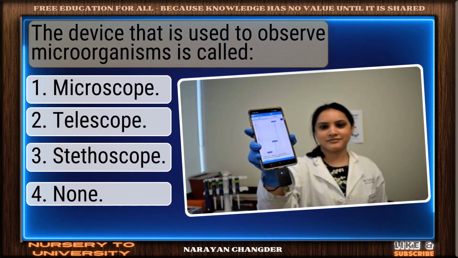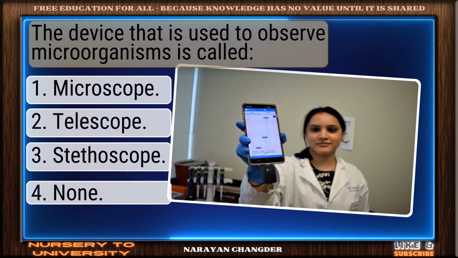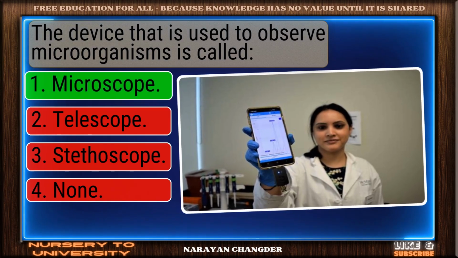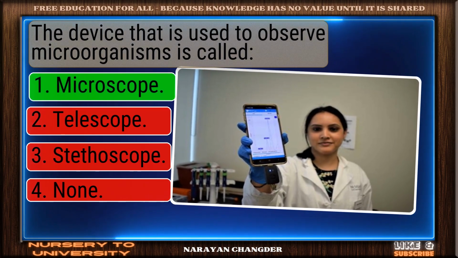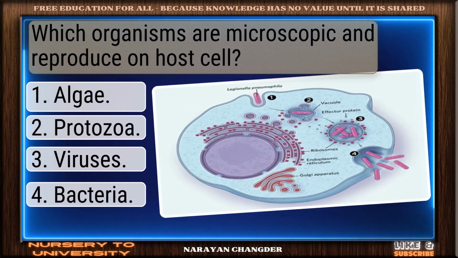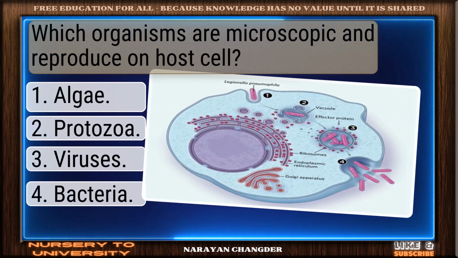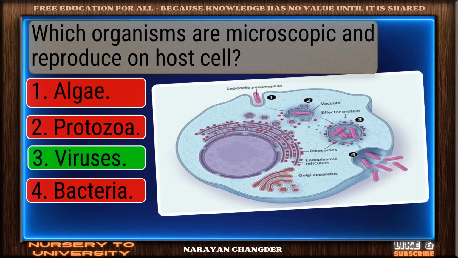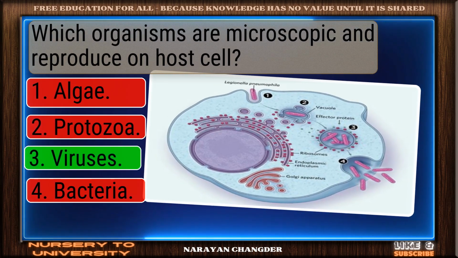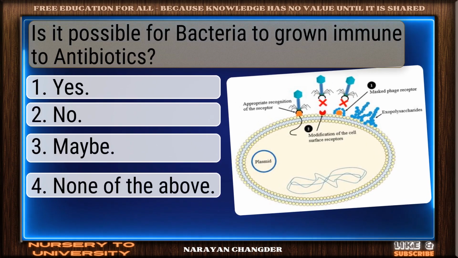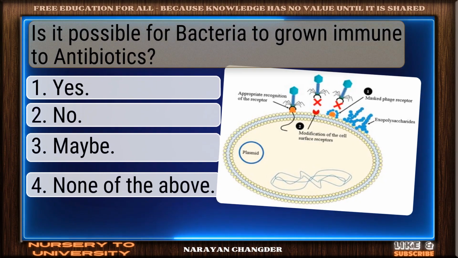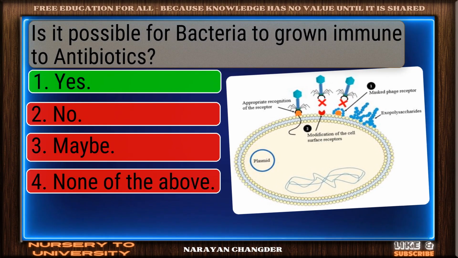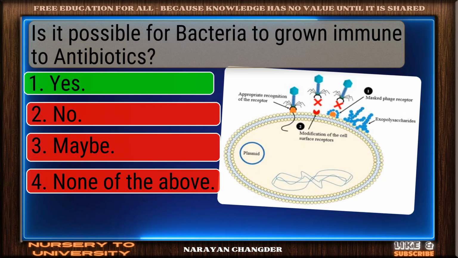The device that is used to observe microorganisms is called... Excellent. Microscope is a brilliant choice. Which organisms are microscopic and reproduce on host cell? Well picked. Viruses is the correct answer. Is it possible for bacteria to grow immune to antibiotics? Nice selection. Yes is the correct and valid answer.